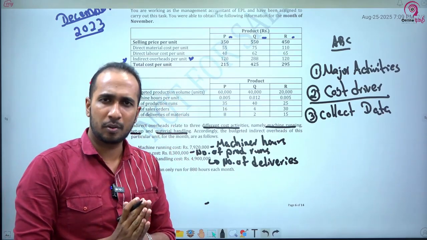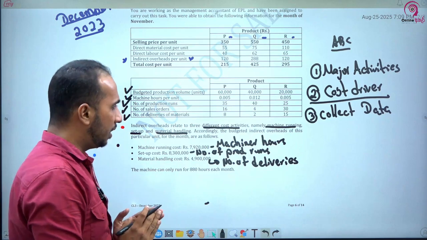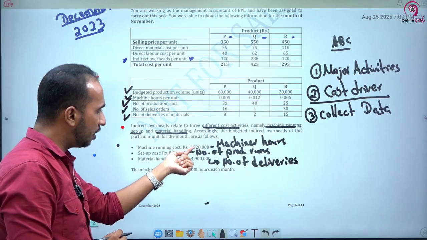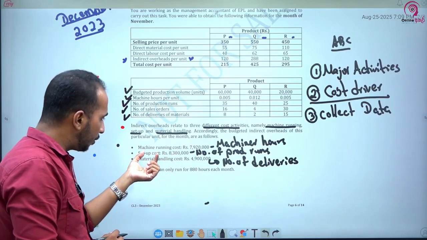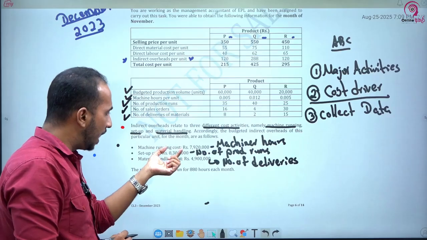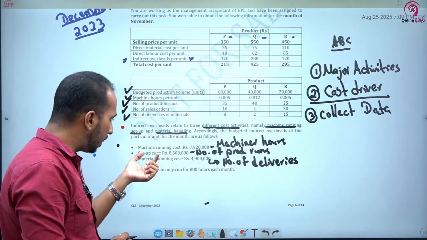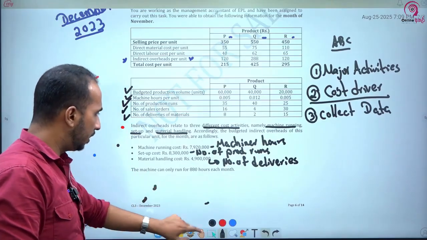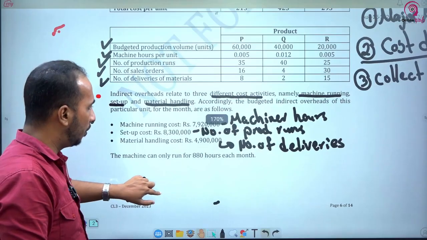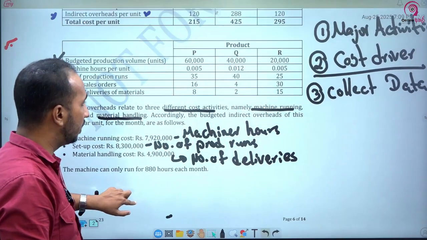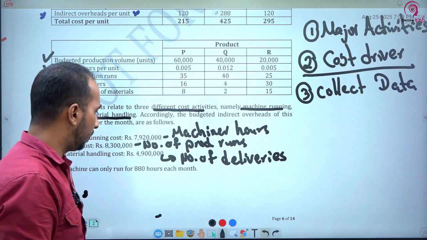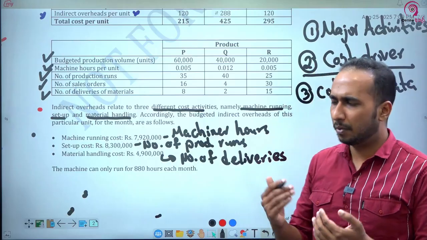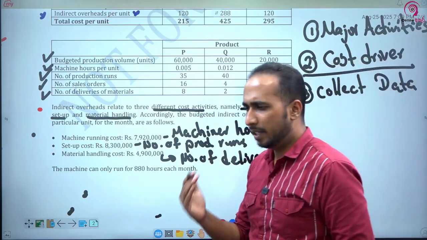We don't need to worry about that in this question since the examiner has given it. Under machine running, they have accumulated a cost of 7,920,000. Under setup cost, they have accumulated rupees 8.3 million. And under material handling cost, they have accumulated rupees 4.9 million. I hope you can see this. So that is the third step, and you don't need to perform it since it has been given by the examiner.